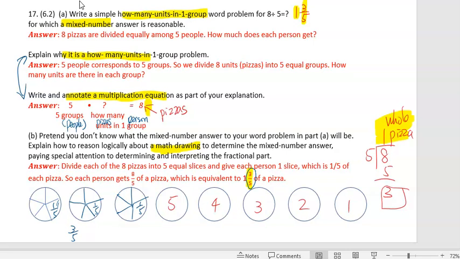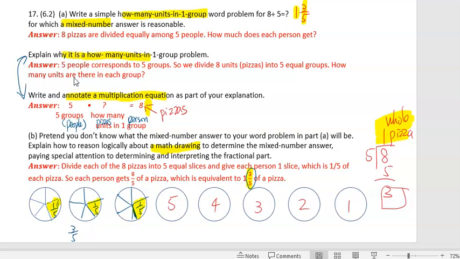Now for the remaining 3 pizzas, the remainder, we're going to have to divide each pizza because we have 5 people. We divide each pizza into 5 equal parts and give each person 1 slice. So the first person gets this slice, second person, third person, fourth person, fifth person. For the second pizza, we do the same thing. So we have 5 equal parts.